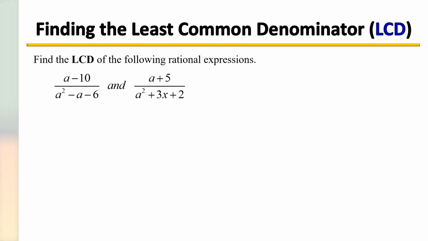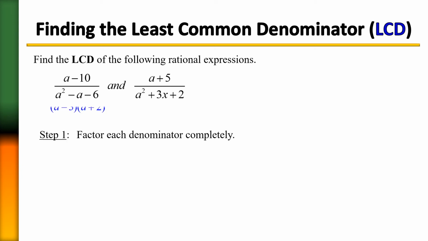In this example, we're asked to find the LCD of the following rational expressions. If you look at the denominators of these two rational expressions, they are trinomials. So in order for you to find out what the unique factors are in these two expressions, you're going to have to factor them. So let's go ahead and factor them into two binomials.